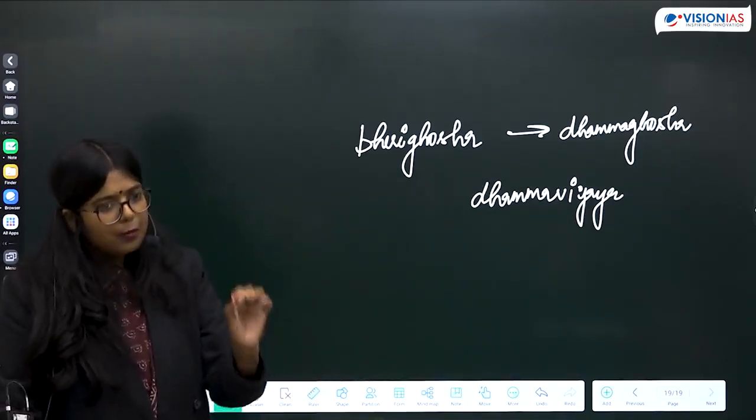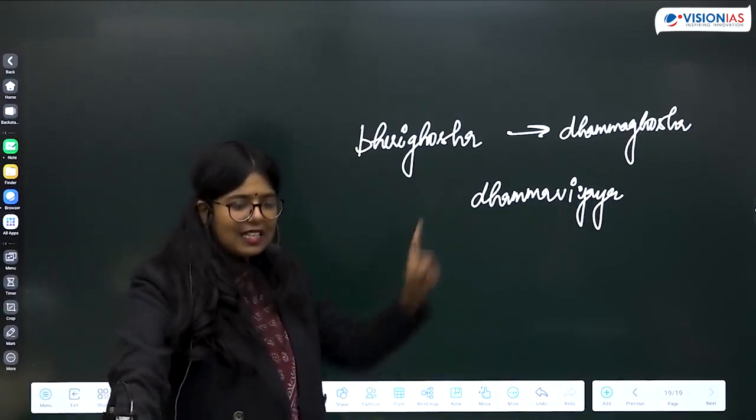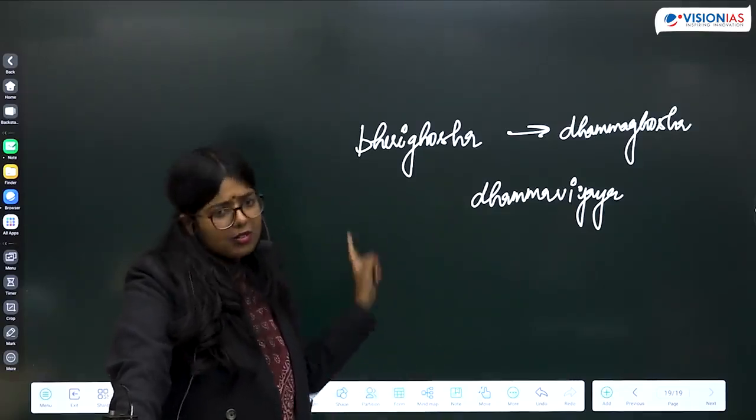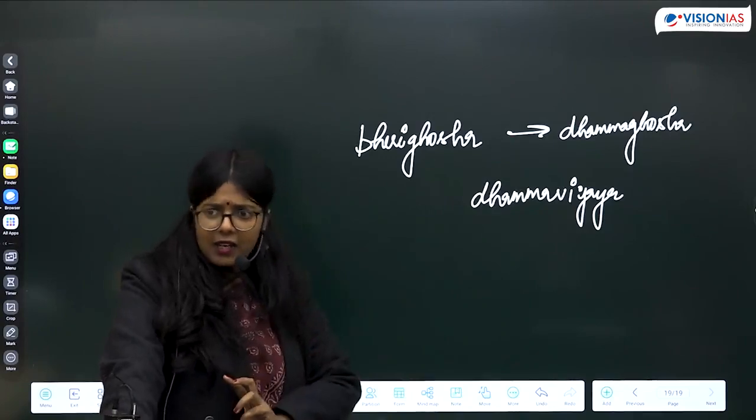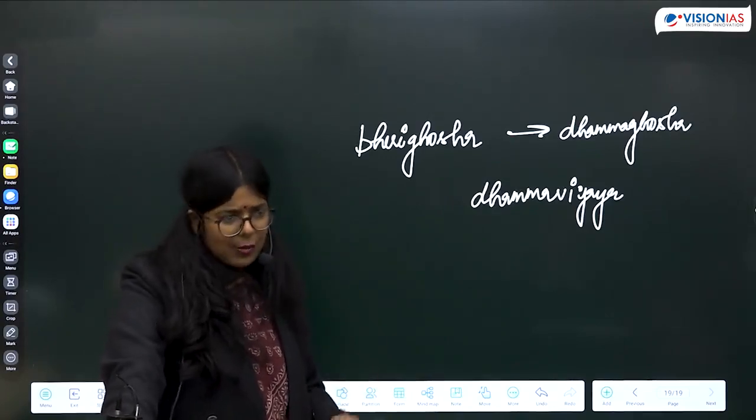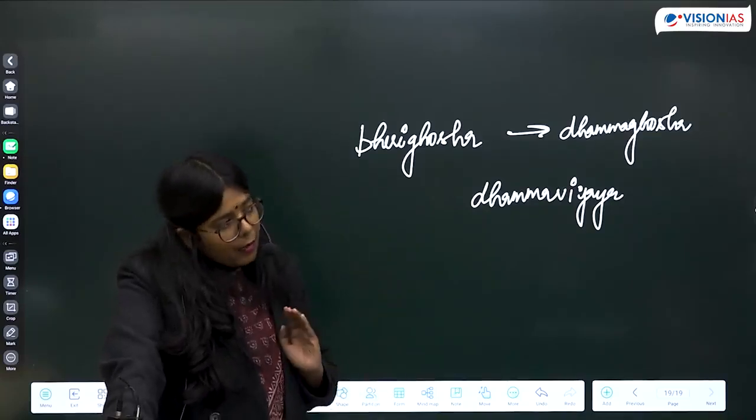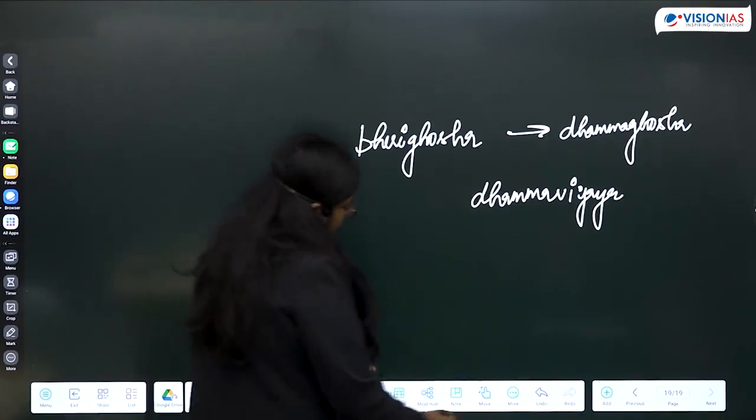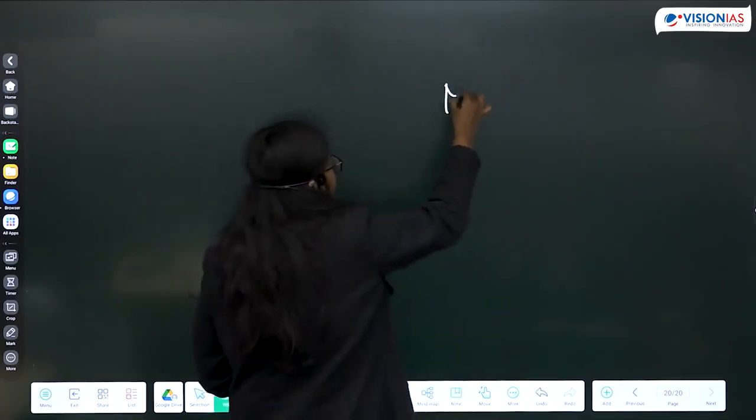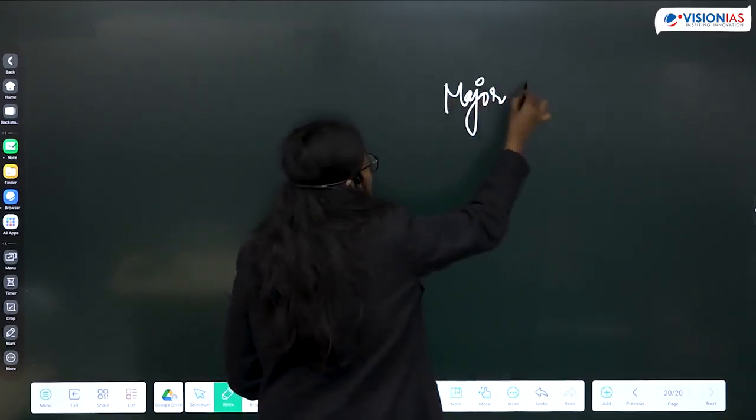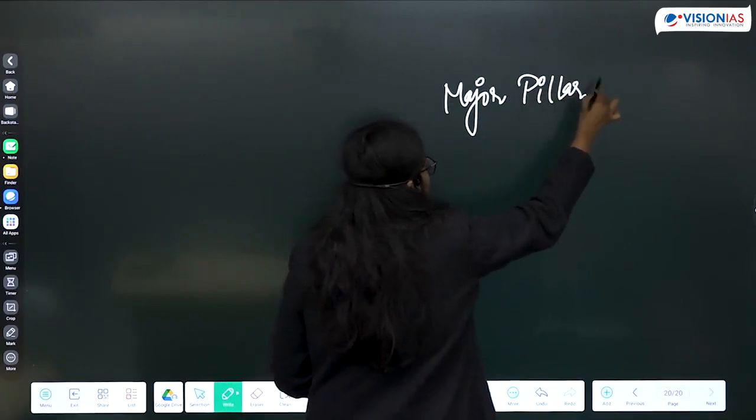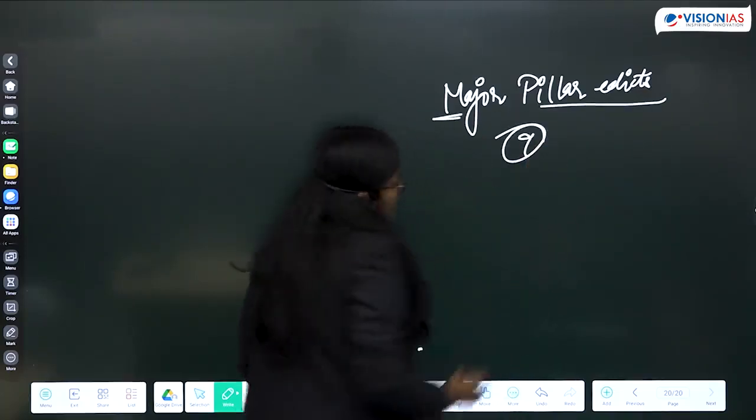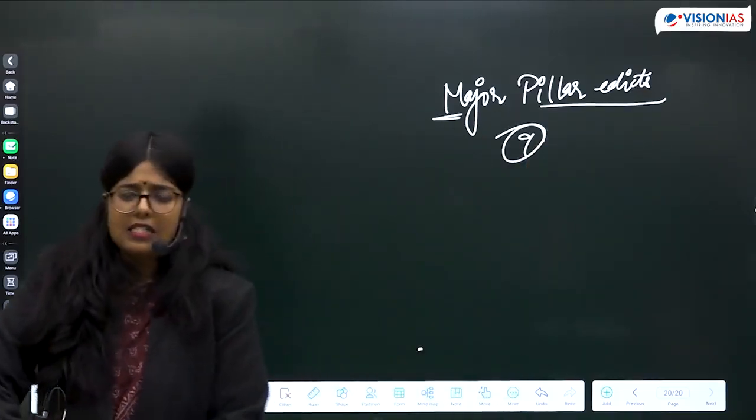Majority of the ideas, unique ideas, are present in this particular inscription. We talk about the three other ones, first, second and fifth. Remember those as well. Is this clear? Now when we come to the pillar edicts, they are major pillar edicts, they are 7 in number. Major pillar edicts. They are a set of 7 inscriptions.